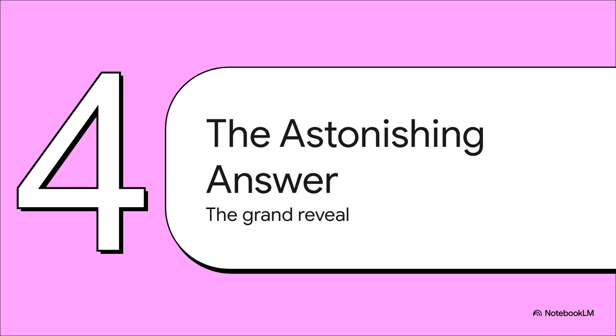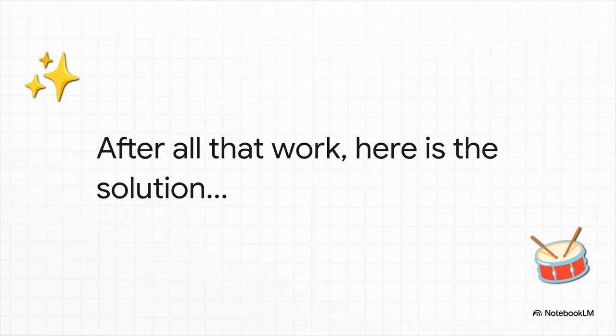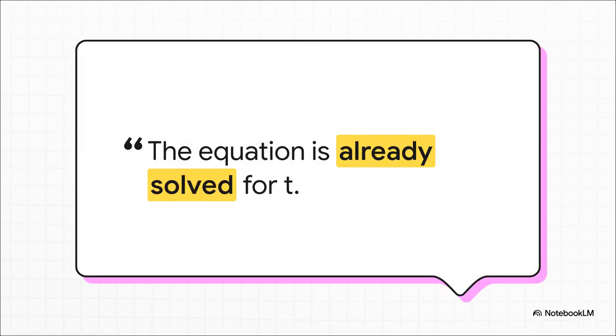And that brings us to Section 4, the astonishing answer. We've made it. After all that work defining our terms, outlining our super rigorous method, we are finally ready for the big reveal. So, after all of that work, right? After defining every single variable and carefully outlining all the steps for what we thought was a really complex problem, here it is. The solution. The equation is already solved for t. Yep. That's it. The whole point of our epic intellectual journey was that there was no journey to take. There was nothing to solve.